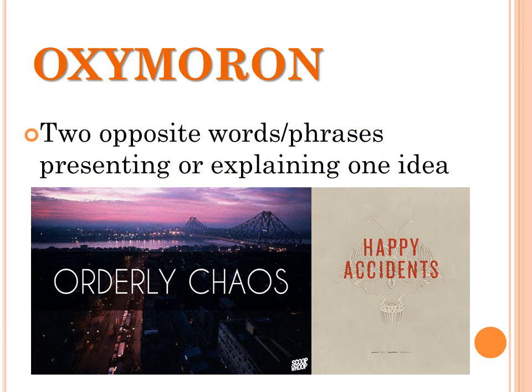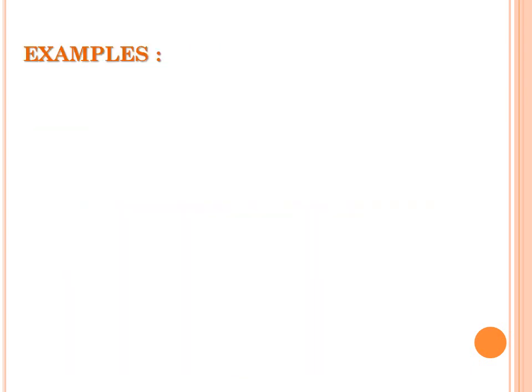Oxymoron is all about using two opposite words or phrases to present or explain one idea. Two opposite words presenting or describing one idea. Orderly chaos, happy accidents. Accidents are not happy, but some accident which brings out happiness may be termed as happy accidents. So basically they are two opposite words, but they convey one thing.